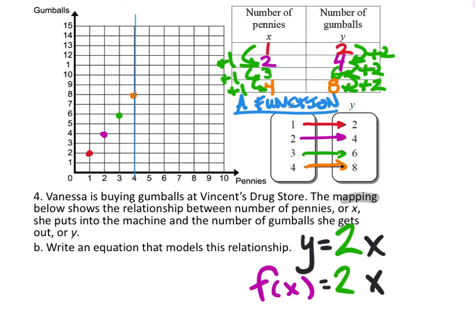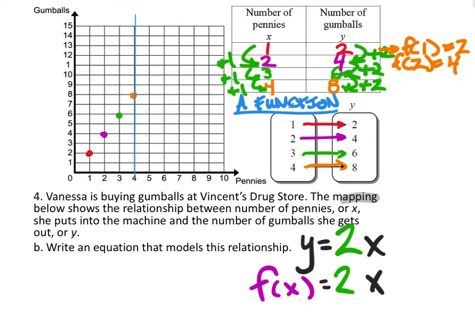And each of these values in the table represents f of x, right? So this would be like f of 1. What did it equal? Well, it was 2 gumballs. Or this next one, that would be f of 2 equals 4 gumballs, right there, okay?